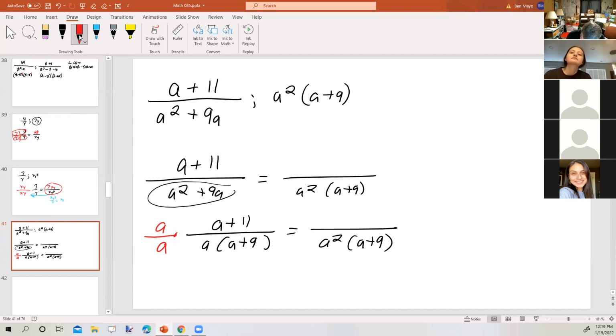And mine, or this over here, and then I get what? A squared plus 11A. Distributing. Because again, it's legal to multiply by 1. So if we multiply the denominator by some number, we got to multiply the numerator by the same number. Okay.